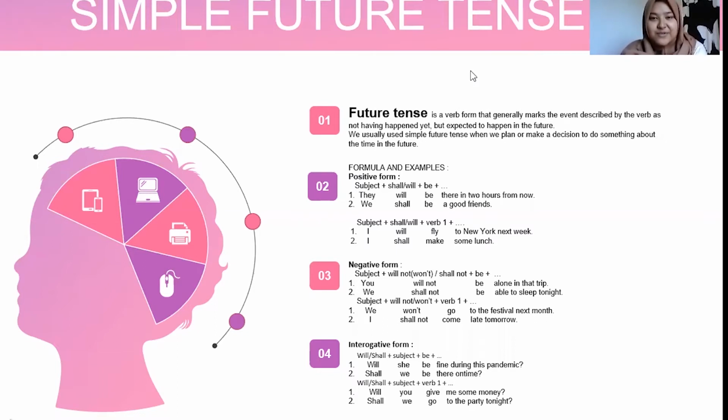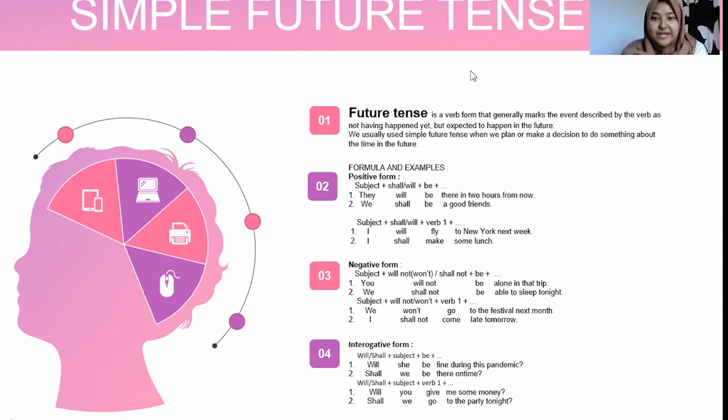There are 2 keywords in this future tense. The first one is shall, the second one is will. We usually use shall when the subject is I or we. So we cannot use shall when the subject isn't I or we. But for will, we can use all the subjects. So move on to the formula.